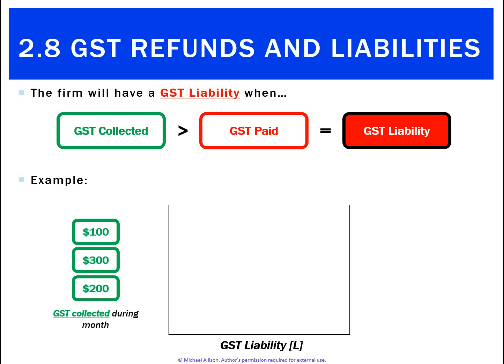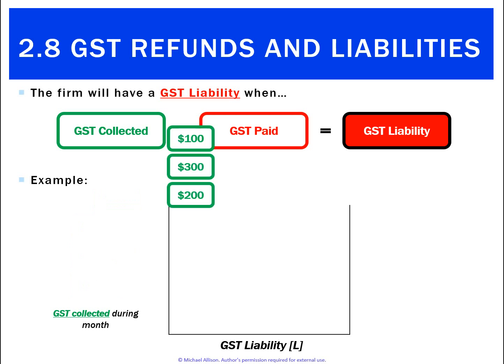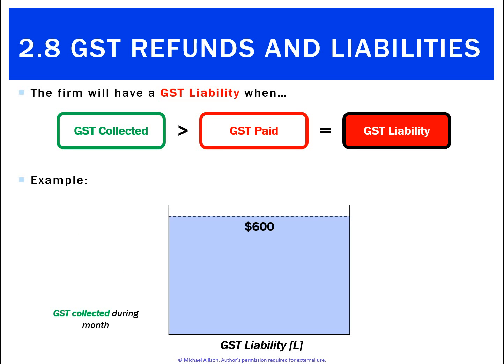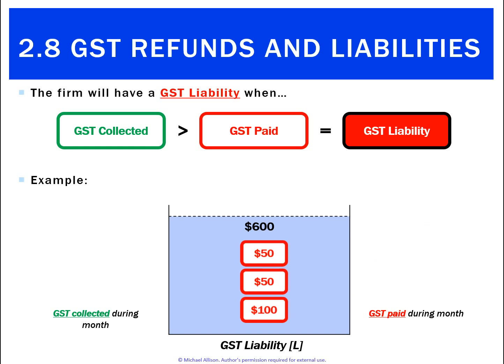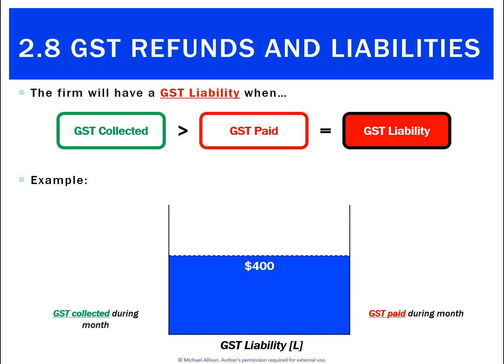That's a liability. Let's assume during the month we collected the following amounts of GST: $100, $300 and $200. So added together, we owe the government $600. As we learn though, the government lets us offset all the GST we've paid during the month. So let's assume we paid 50, 50 and 100. It's a total of 200. We get to take out from the 600 we owe the 200 that we've already paid. So therefore we owe the government $400.